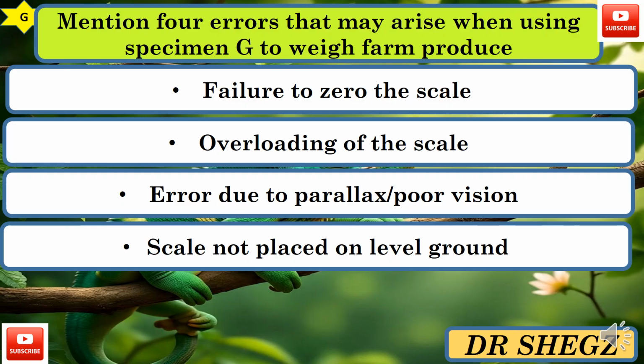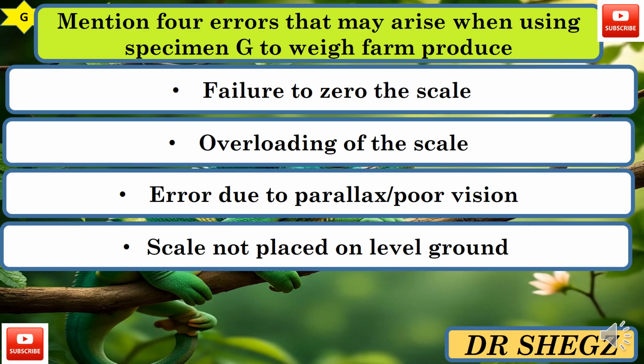Mention 4 errors that may arise when using specimen G to weigh farm produce. Failure to zero the scale. Maybe you start from a former scale, and in the process you don't get the right measurement you want. Then overloading of the scale.